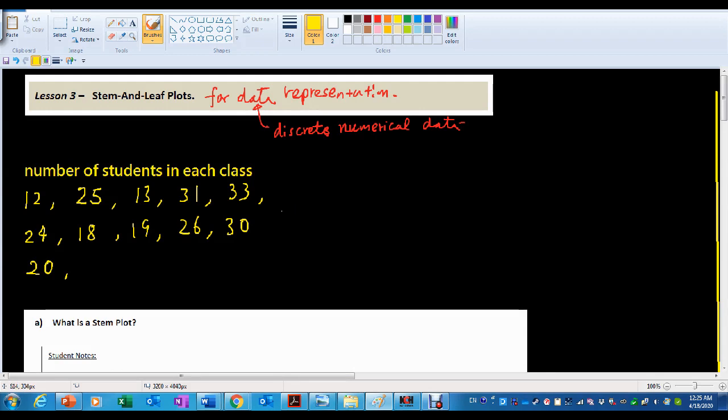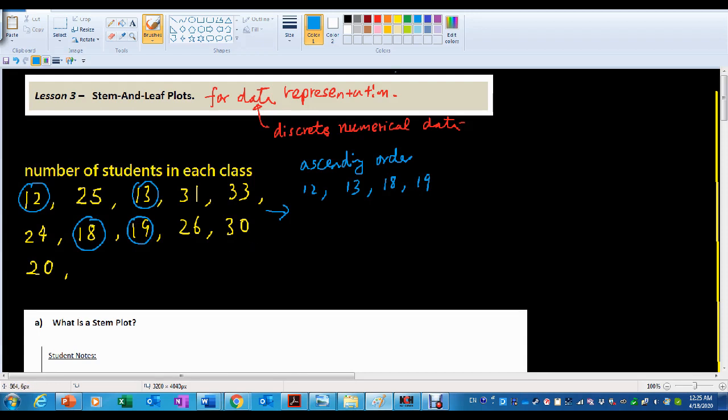Possibly one way to make it look better is to write the data in ascending order. If you look at the ascending order, the smallest should be 12 and then 13, and how about the next one? Should be 18, 19, and then there are only 4 of them. So let's circle these 4. These are starting with 10, right? And the next 4 will be starting with 2. That's for the 20s.